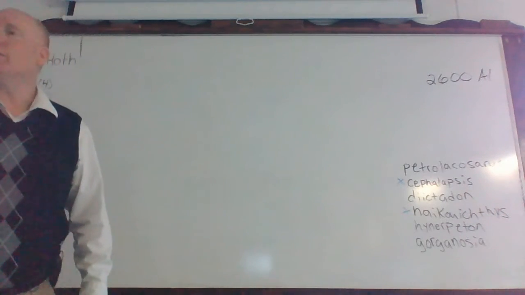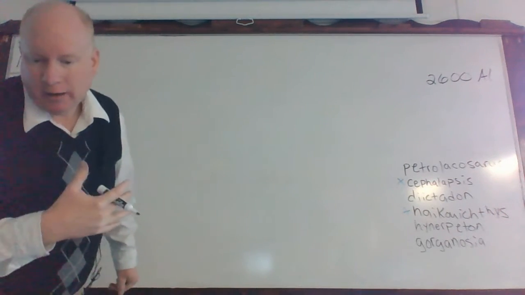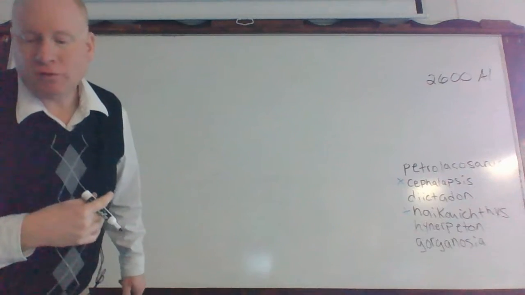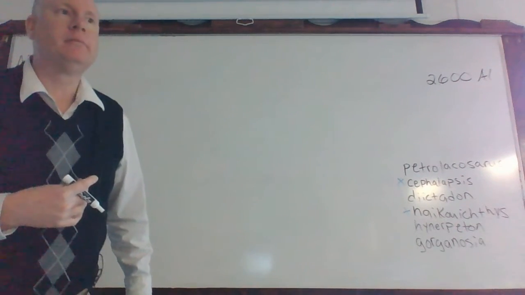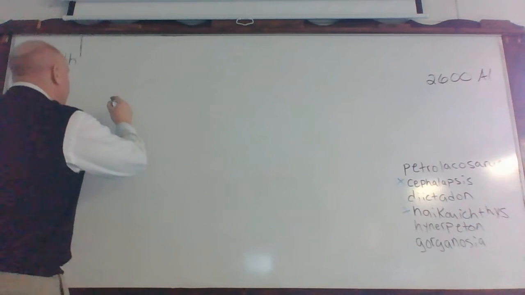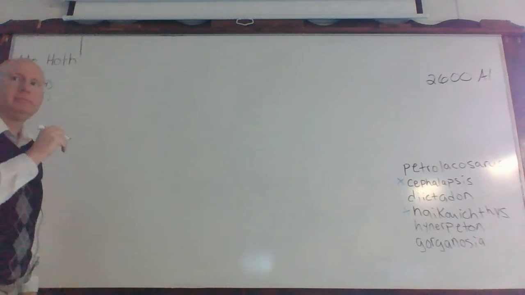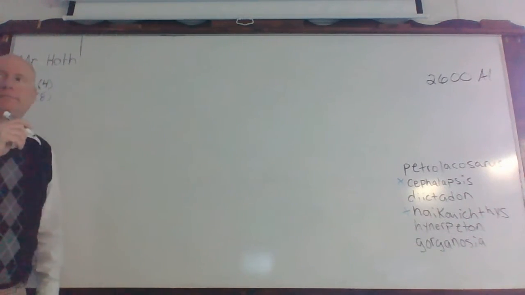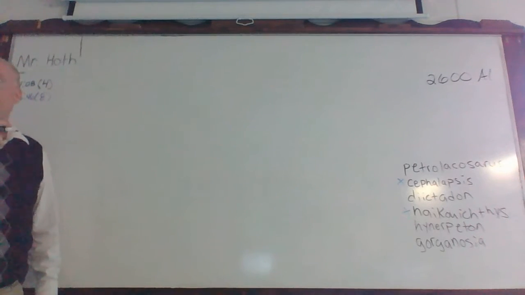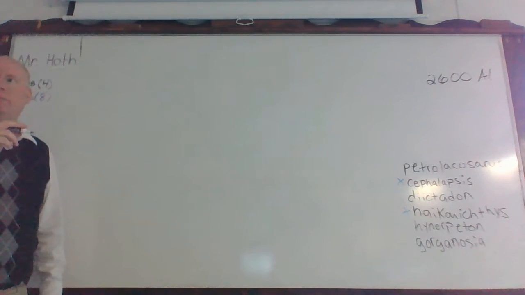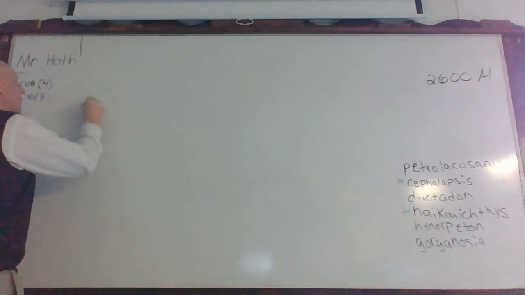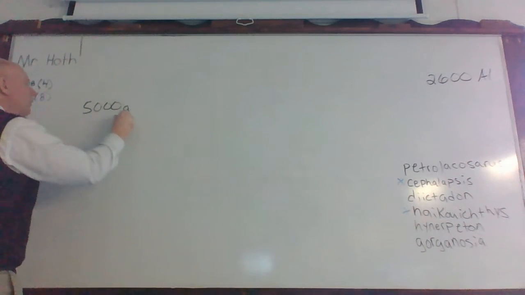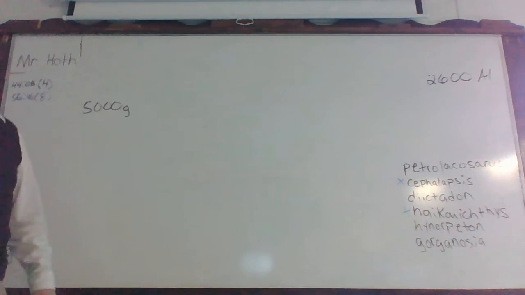But we're beginning with how many grams of aluminum oxide then? If it says 5 kilograms, that would be how many grams? 5,000. Okay? So that's what we're starting with. That's the first conversion that you need to make.